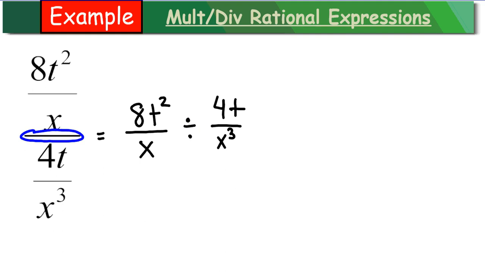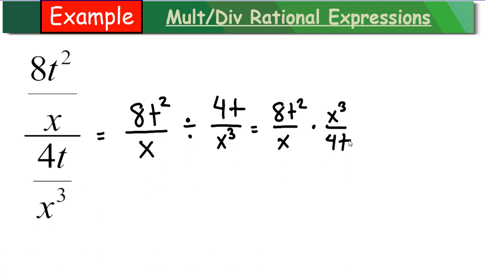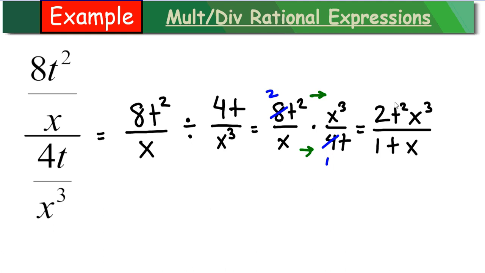Now, how do I divide? I multiply by the reciprocal. So this is just 8t squared over x times x cubed over 4t. Simplify the numbers maybe when you can. 4 and 8 will make 2 and 1. Now I'm going to just multiply straight across. That'll leave me at what? 2t squared x cubed.